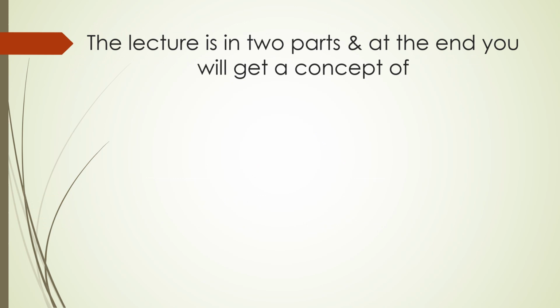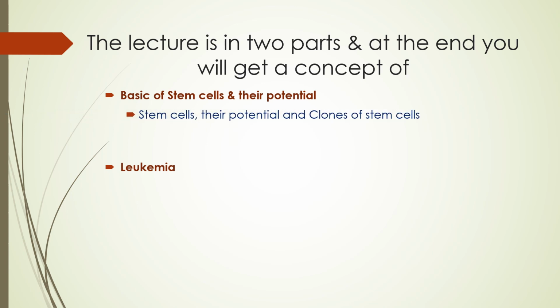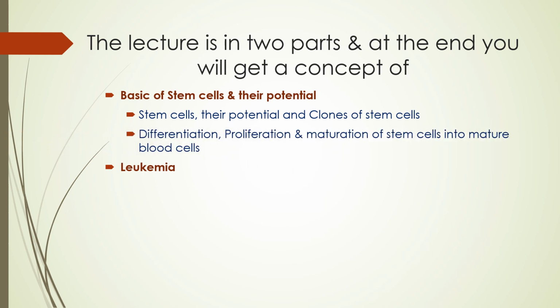This lecture will be in two parts, and at the end of the lecture you will get a concept of two things. Number one, basics of stem cells and their potential, and number two, leukemia. As far as the basics of stem cells and their potentials are concerned, we will discuss briefly the following things: stem cells, their potential and clones of stem cells, differentiation, proliferation and maturation of stem cells into mature blood cells.